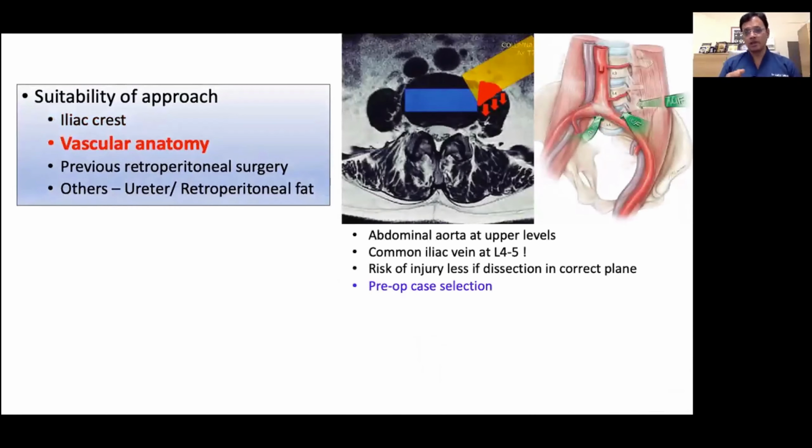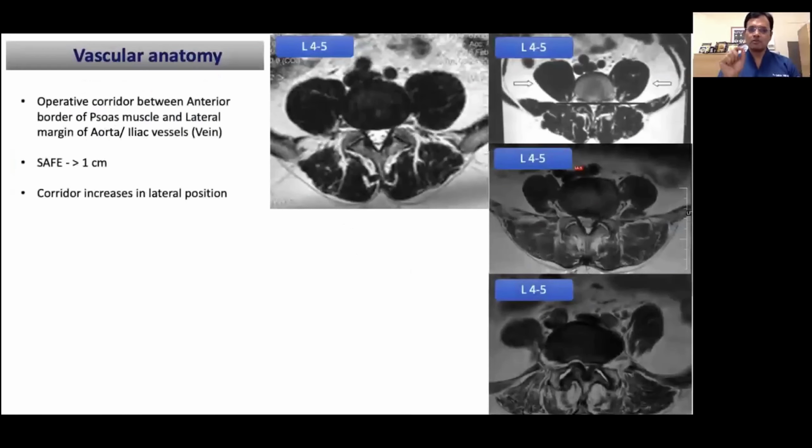What has become more important, which was not so much in a lateral trans-psoas approach, is the vascular anatomy. As we know, the OLIF corridor exists between the anterior border of the psoas muscle and the lateral border of either the aorta or the iliac vessels, most likely the iliac vein or the iliac artery in some cases. So this is a very small window, and we know that if this window is more than 1 centimeter, that is considered safe.